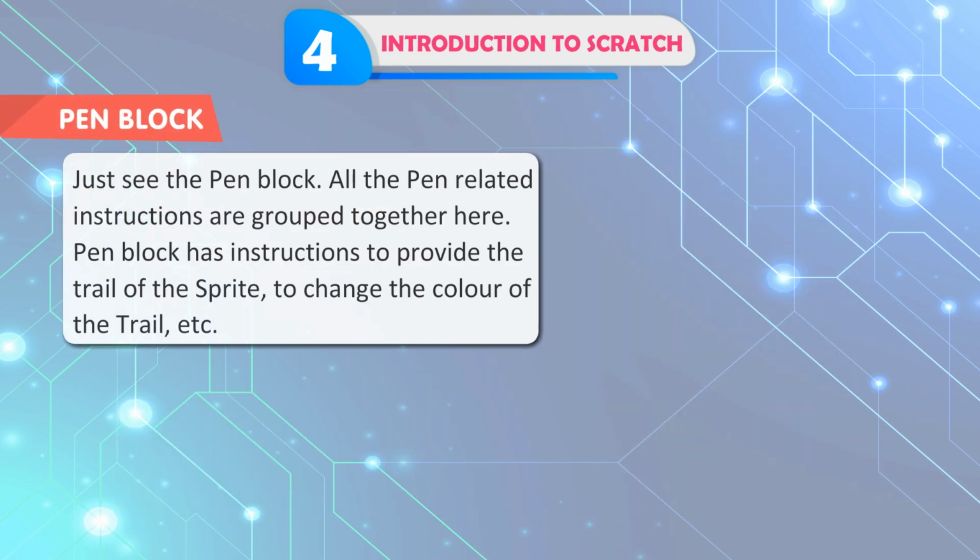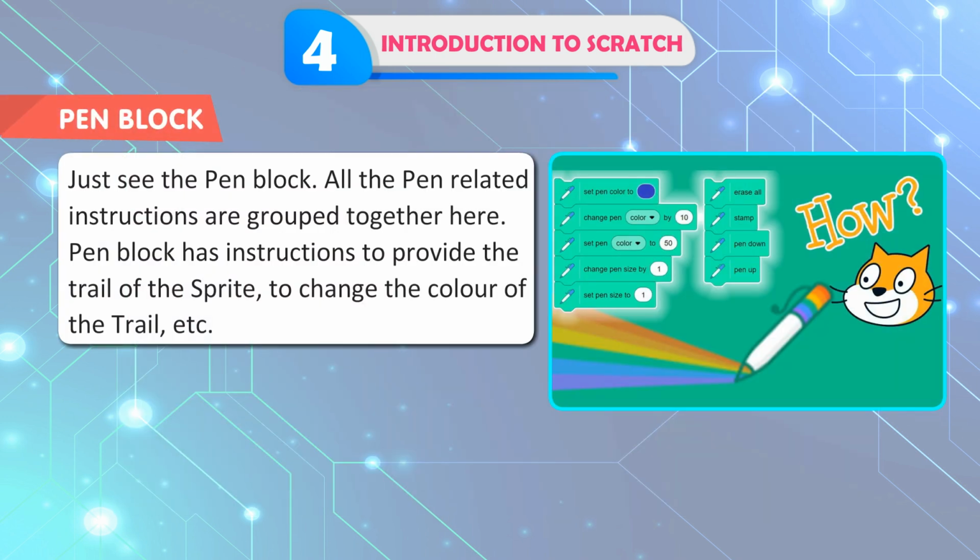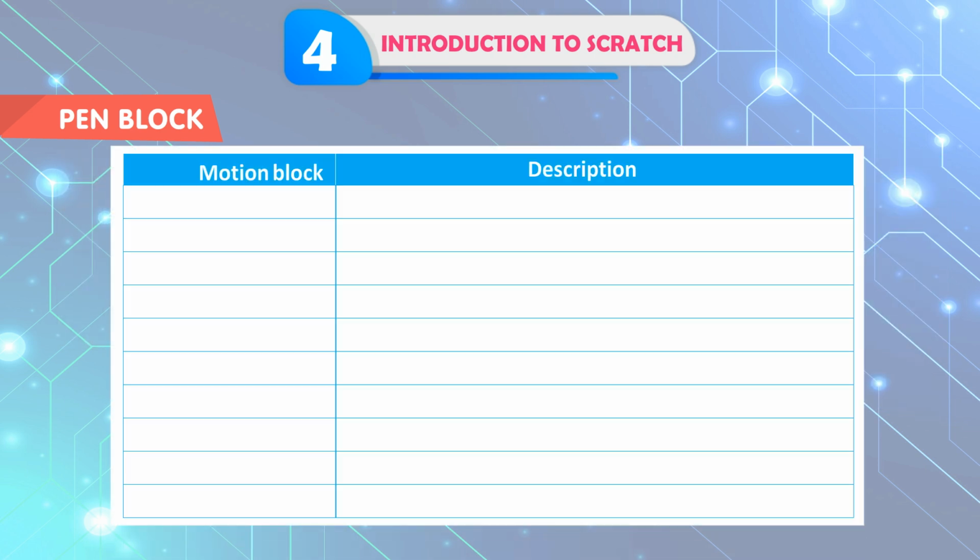Pen block. Just see the pen block. All the pen-related instructions are grouped together here. Pen block has instructions to provide the trail of the sprite, to change the color of the trail, etc. Pen block description: clear, clears all pen marks on the screen.